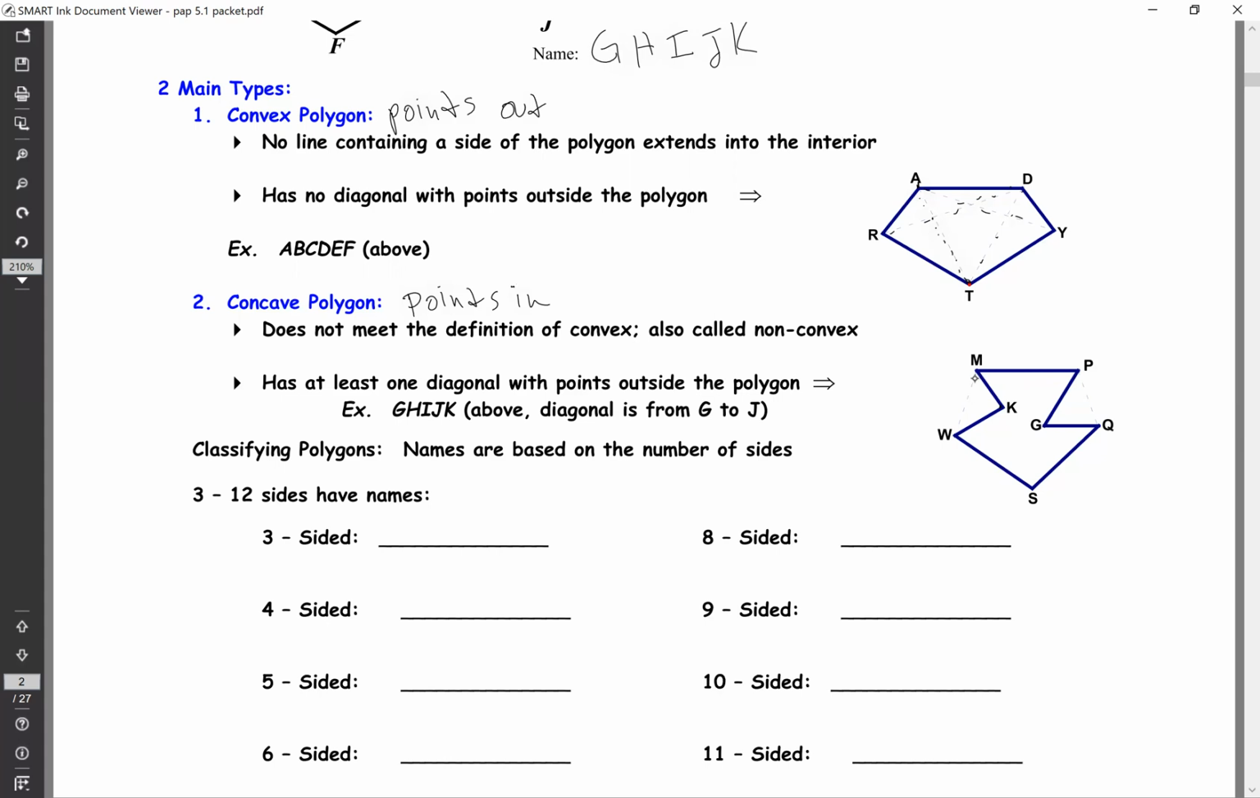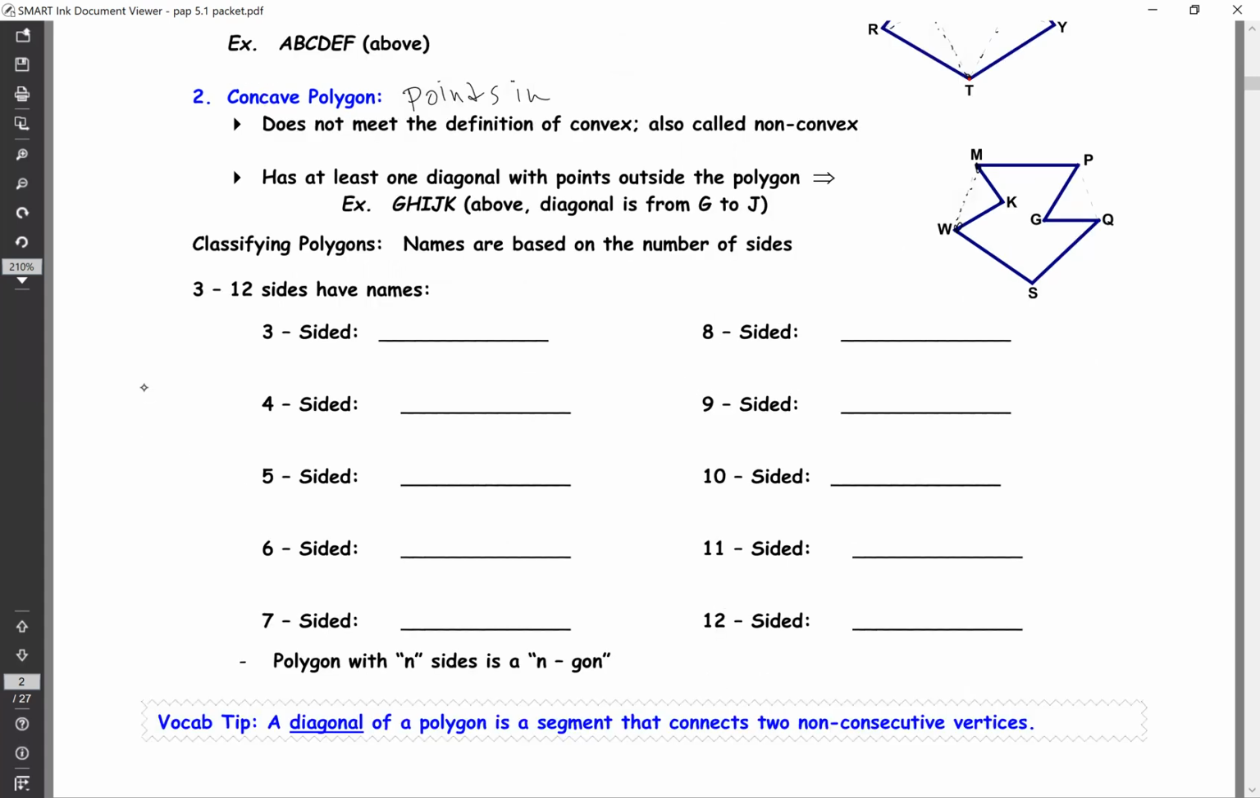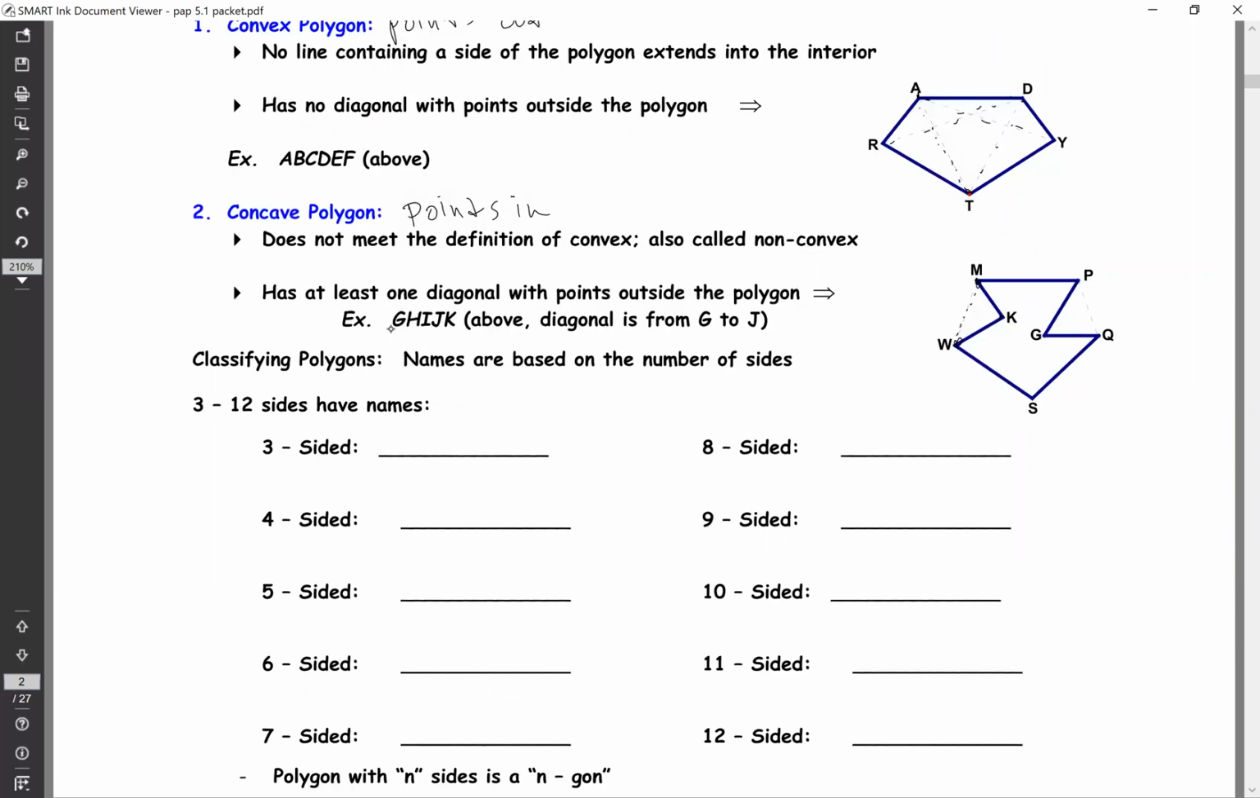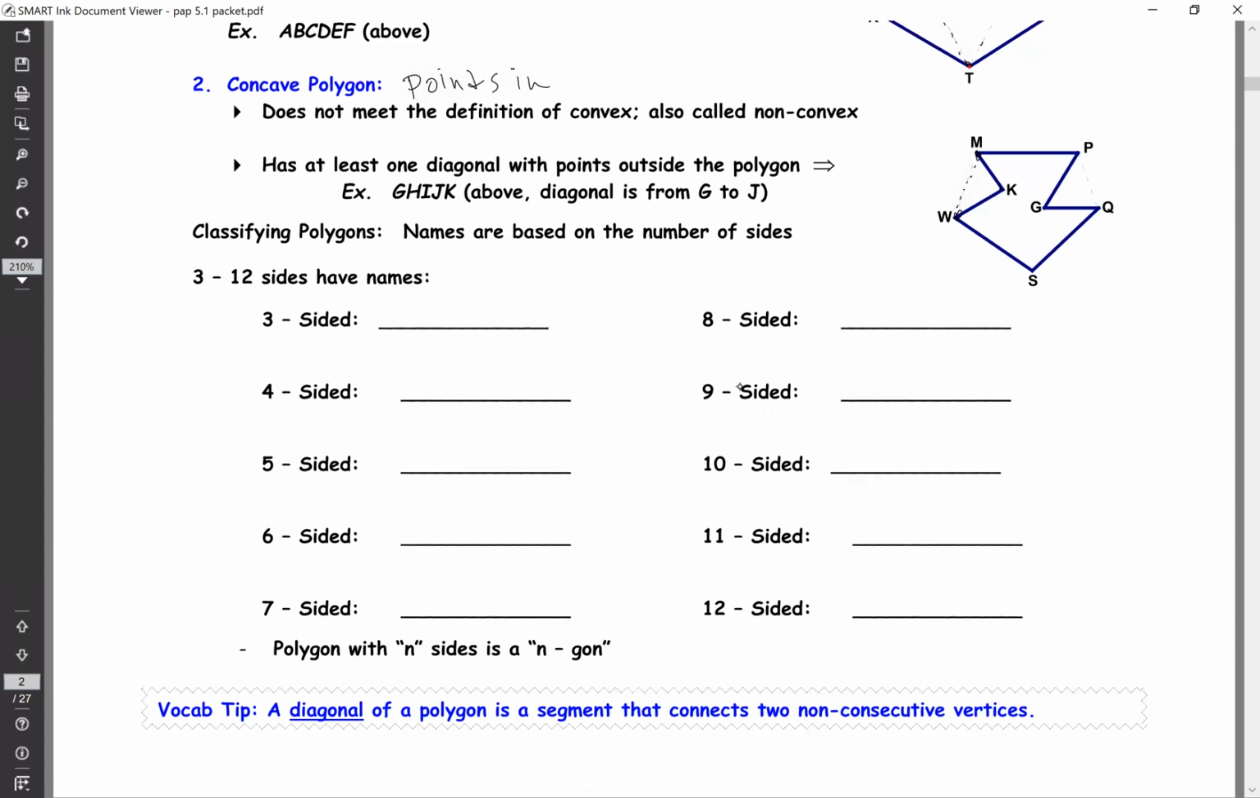And the diagonals here, they can have a diagonal with points outside the polygon. So see the diagonal between M and W? That diagonal is outside of the polygon. It's still a diagonal, but it's outside the polygon. So that's how it's concave. And another example for concave would be the polygon that we called GHIJK up above, the second polygon that we have there. So if you want to see another example of that.